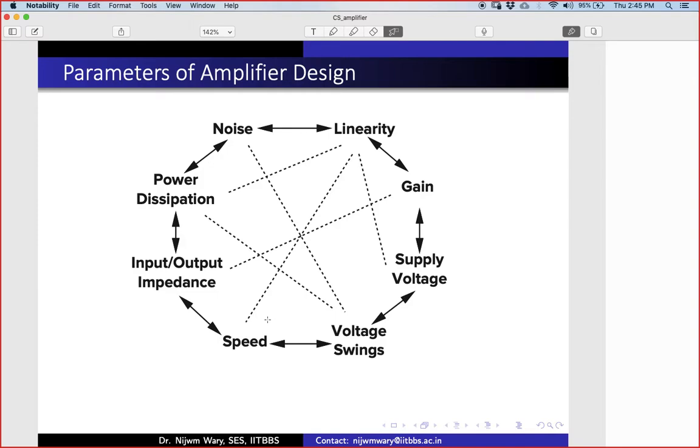Otherwise, if you have to operate in the high gigahertz range, speed is also important. Voltage swings are important, and voltage swings and the linearity may have a dependence. And then of course the supply voltage: nowadays people are going for even less than 1 volt supply. In that situation, how do we take care of the gain of the amplifiers? And finally the gain. So all these are important parameters which are dependent on each other.